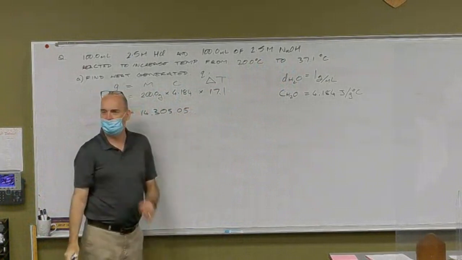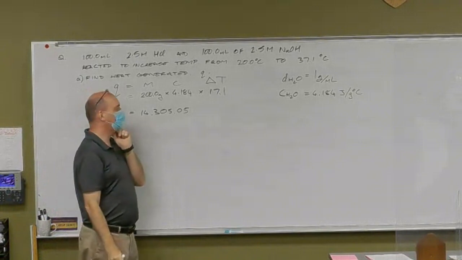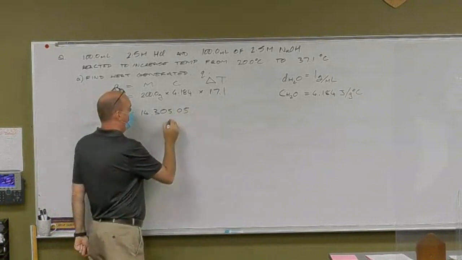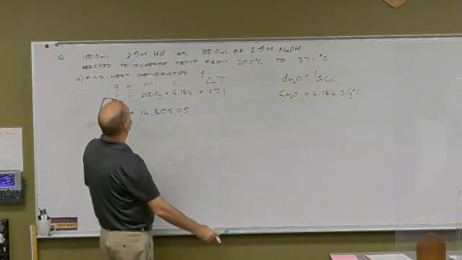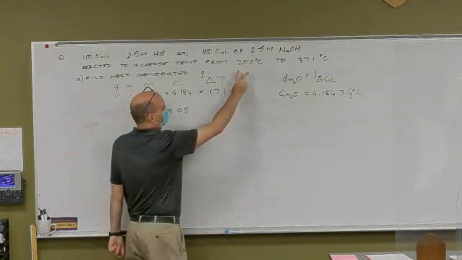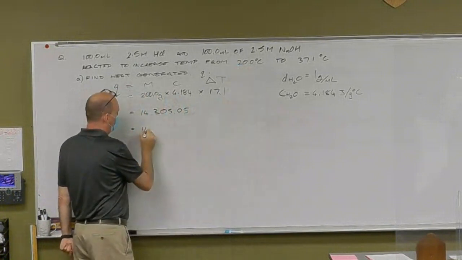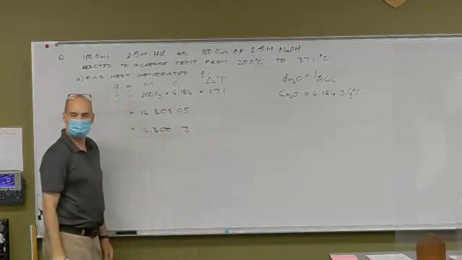Okay, well, I'm going to scrub them off anyway. We're not going to use them. How many significant figures am I allowed to keep? I say 3, which is 14,300 joules.